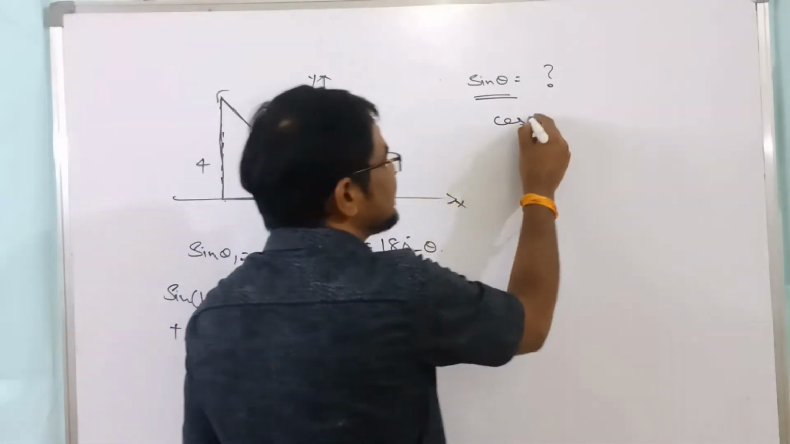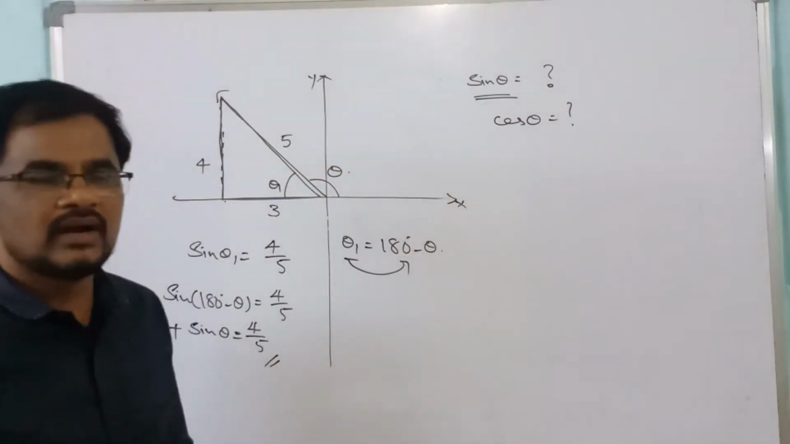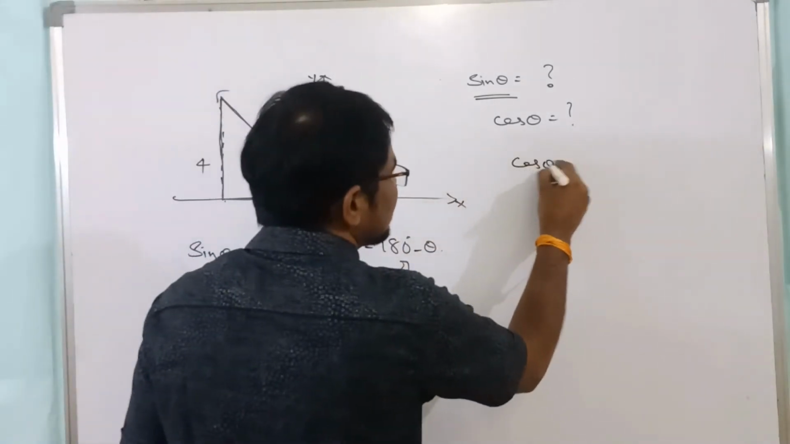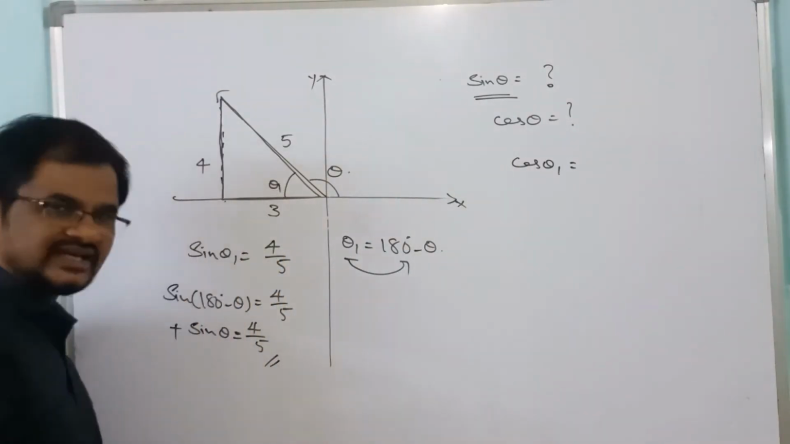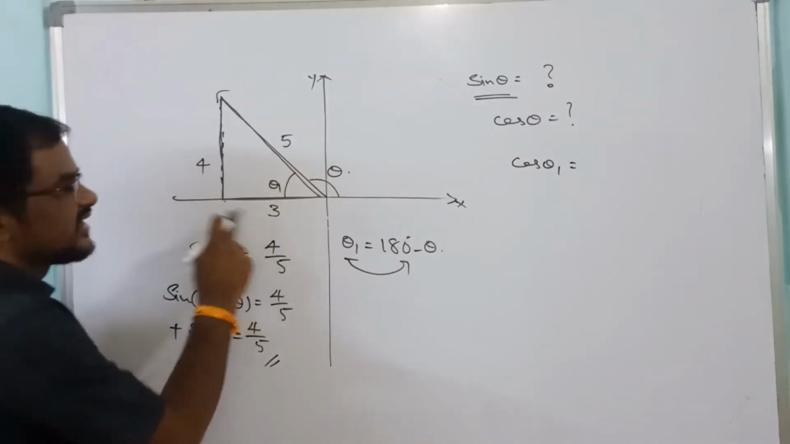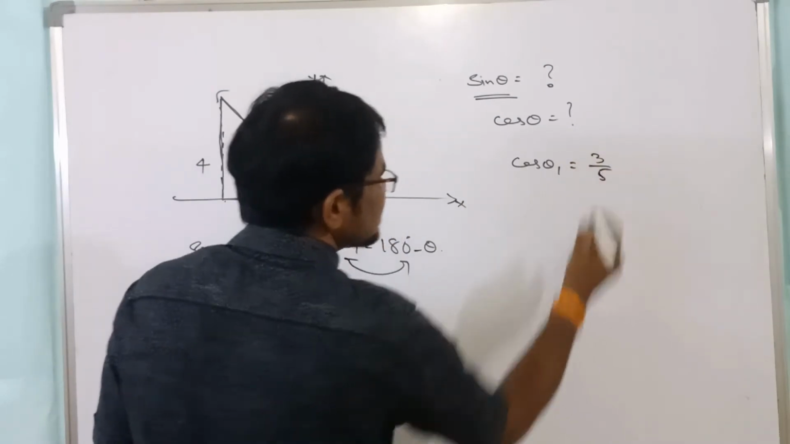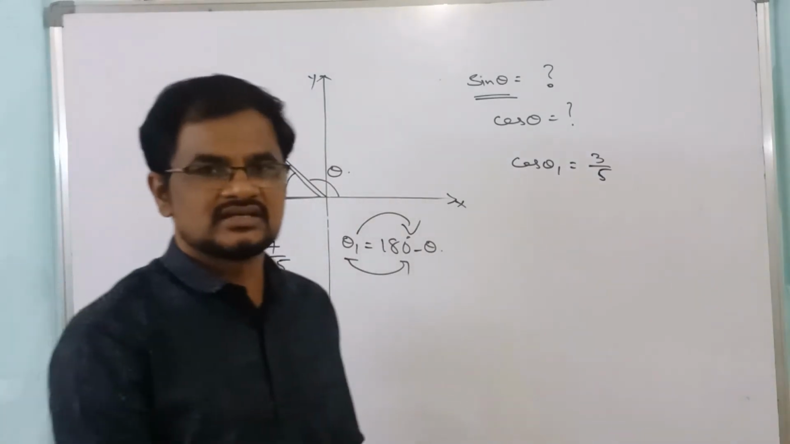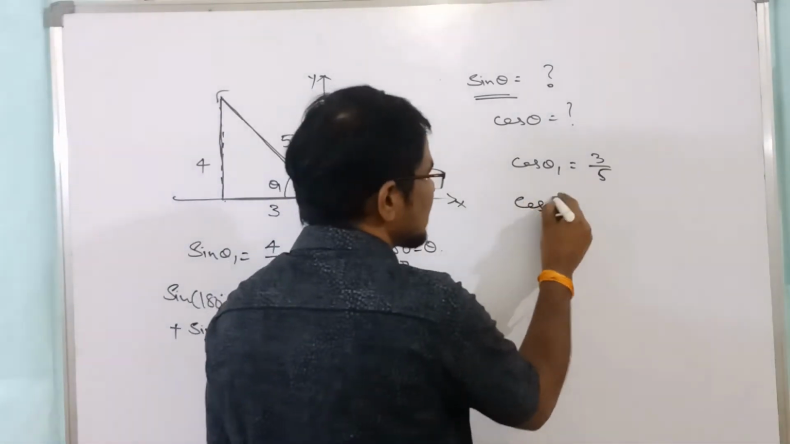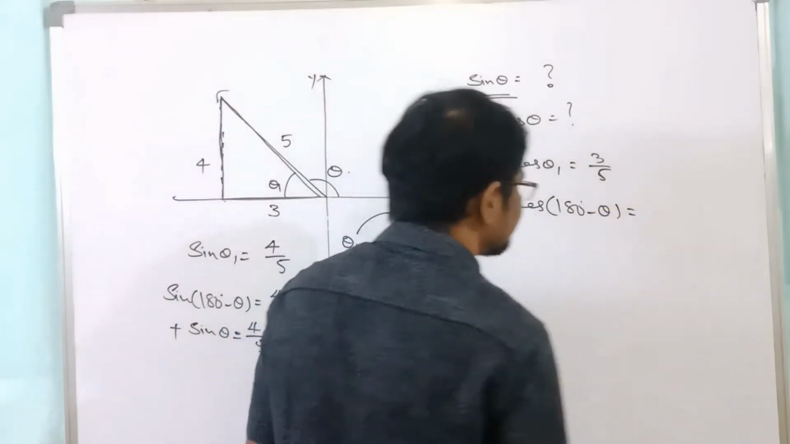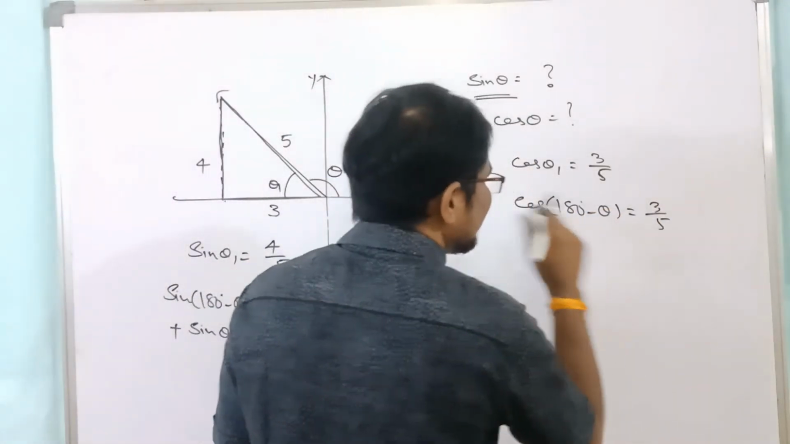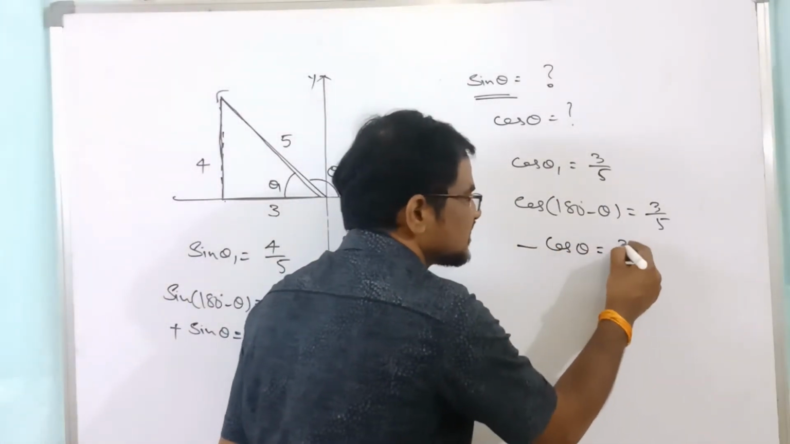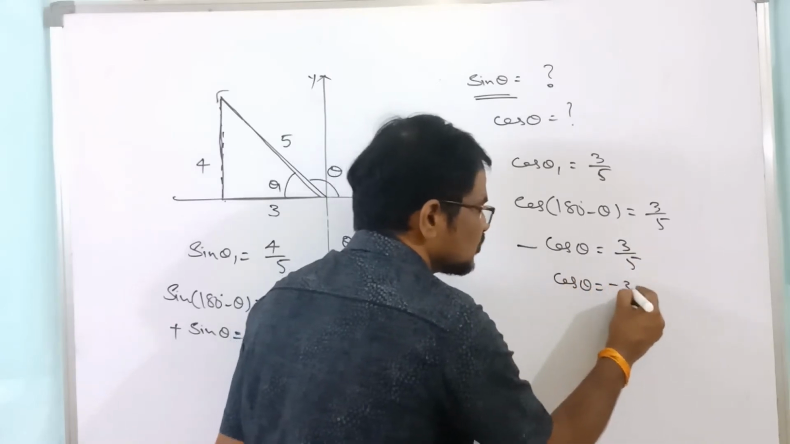Suppose I want cos theta. How to take this cos theta? Same. Here we know that for cos theta 1 reference angle we have to take. For this reference angle theta 1, what is the adjacent side? 3 by hypotenuse is 5. But theta 1 equal to 180 minus theta, because theta lies in second quadrant. So we have to take cos of 180 minus theta equal to 3 by 5. 180 minus theta, second quadrant cos is negative, at 180 cos does not change. So minus cos theta equal to 3 by 5. So cos theta equal to minus 3 by 5.